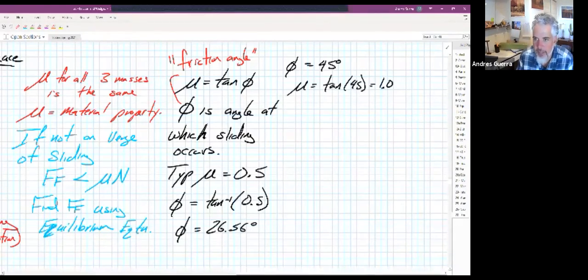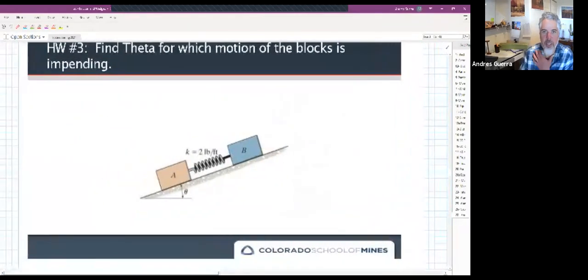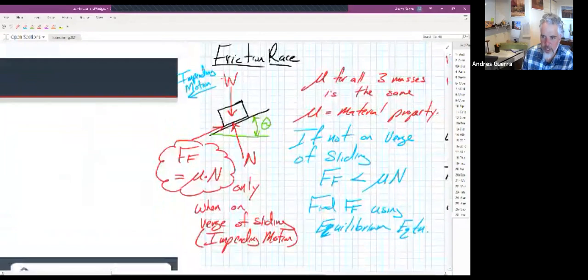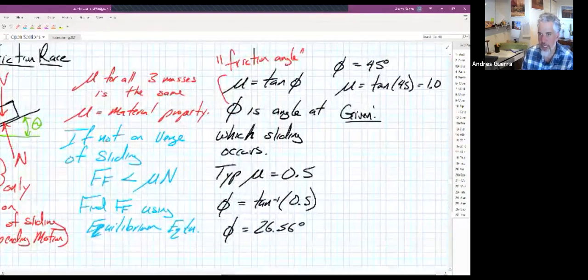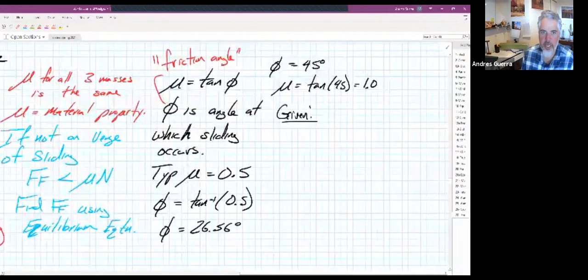That throws us into our next example, where we'll look at slipping and tipping. But before we do that, I want to go back to this homework problem, which I said this was related to. They're asking you to find theta for which motion of the blocks is impending. Well, they give you a mu, so we don't even have to do any equilibrium equations. We just know that the relationship between mu and the friction angle is based on the tangent of phi, like we showed in our friction race here.